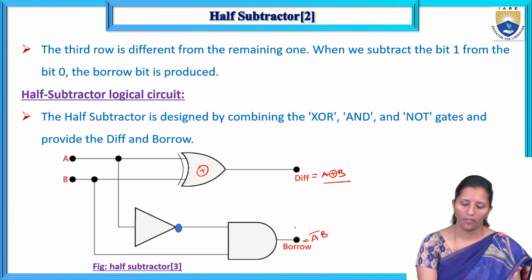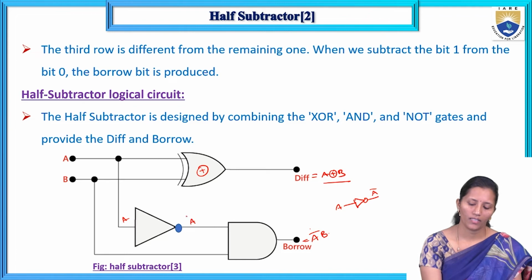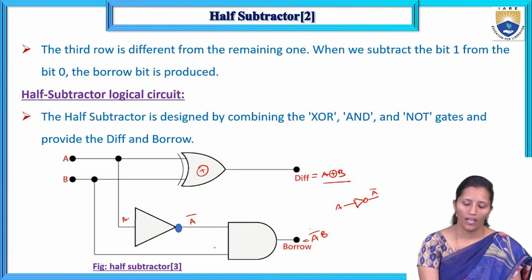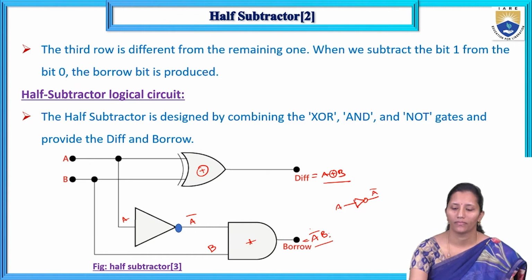Okay, so to get borrow, A bar B: A is given to the NOT gate and we get A bar. That's why we are using the NOT gate here. A is given as input to the NOT gate, we get A bar, and then A bar and B are given as inputs to the AND gate. So we get A bar B.